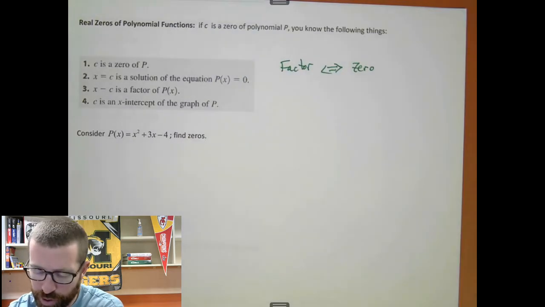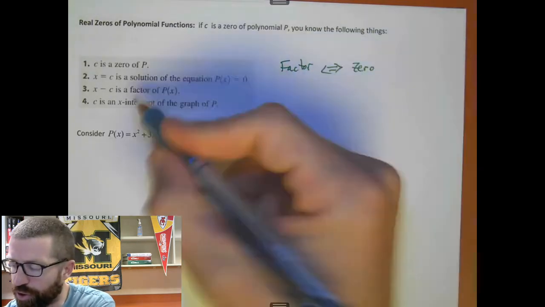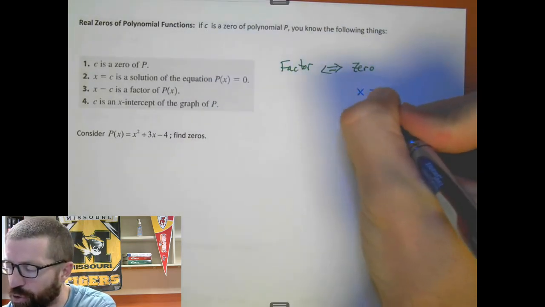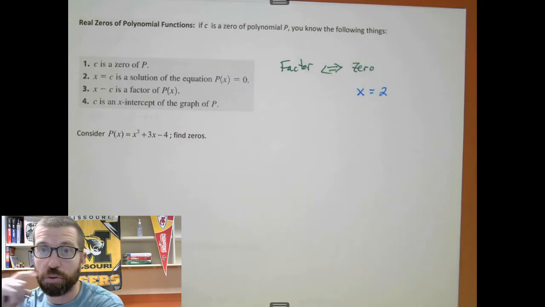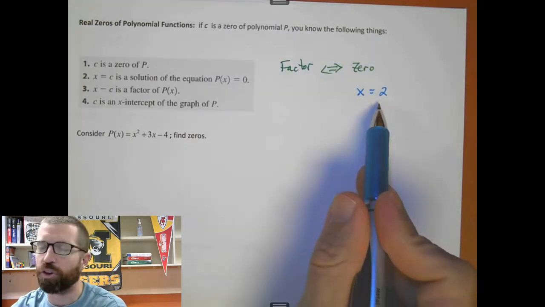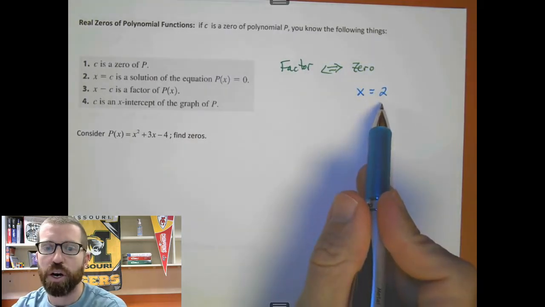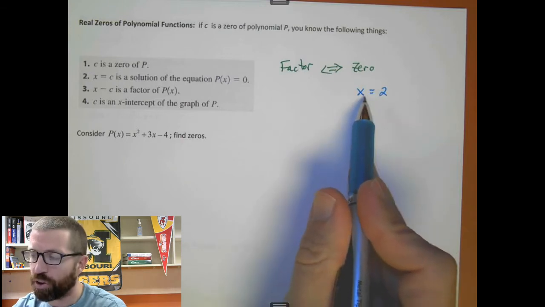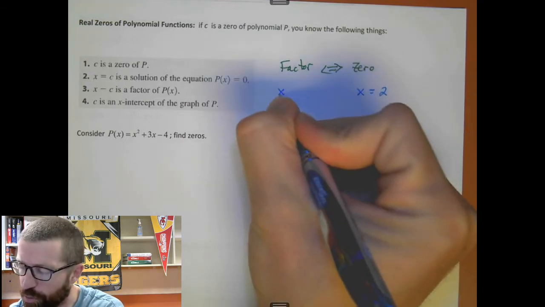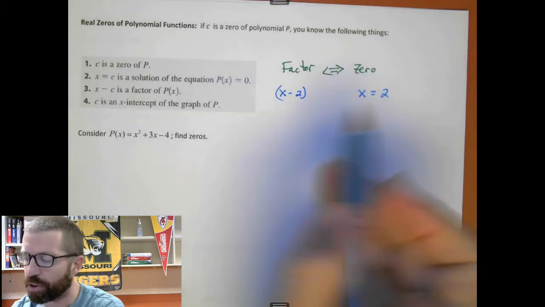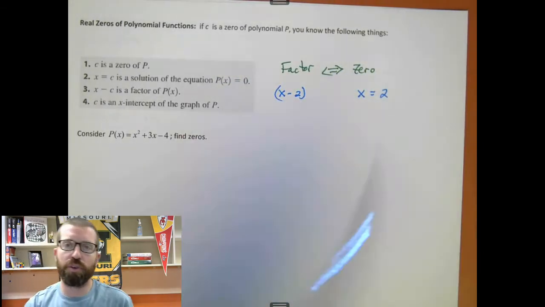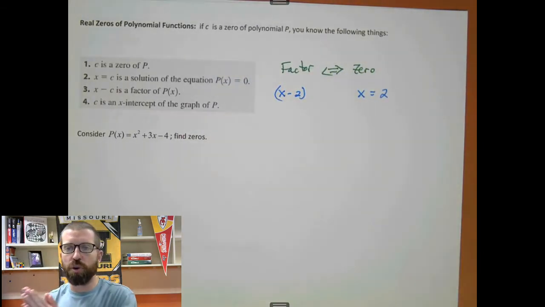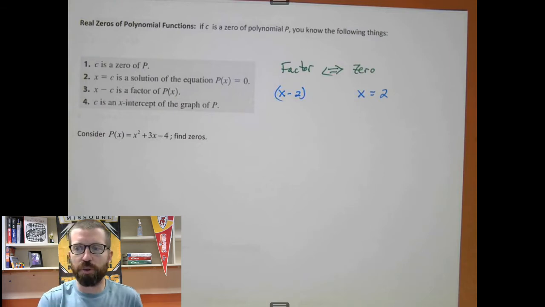So let's start with, instead of c, let's use a number. So if x equals 2 is a zero, well, that's an x-intercept. It's not a y-intercept. But then also, if I subtract this over, I know x minus 2 is a factor. And so this relationship is very important: if you know a zero, you know a factor. If you know a factor, you know a zero.